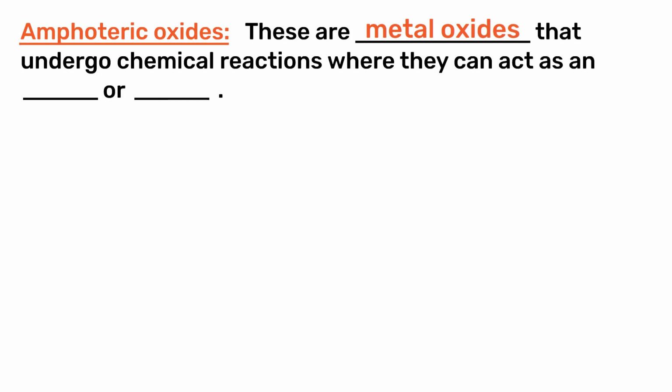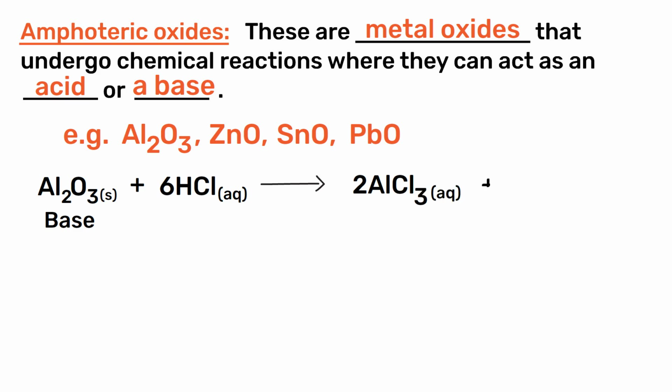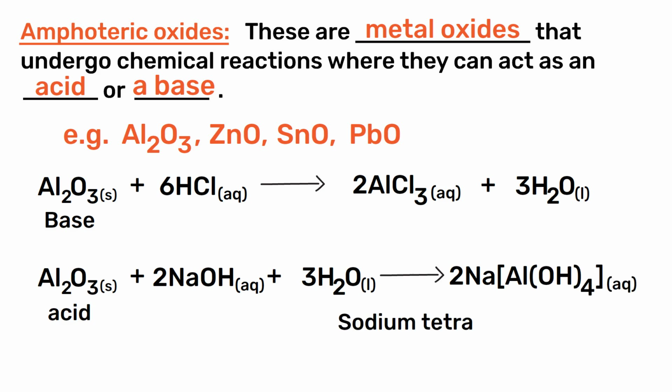And lastly, we have amphoteric oxides. These are metal oxides that undergo chemical reaction where they can act as an acid or a base. Examples of amphoteric oxides are aluminum oxide and oxides of zinc, tin, and lead. For example, in this reaction, aluminum oxide acts as a base and reacts with an acid to form salt and water. And here, aluminum oxide reacts with sodium hydroxide, and therefore it acts as an acid to form salt.